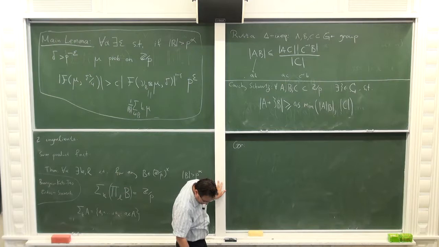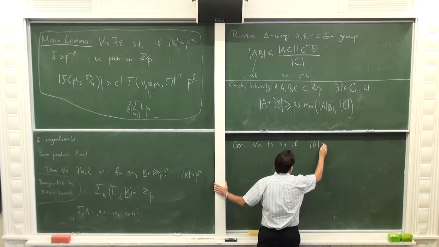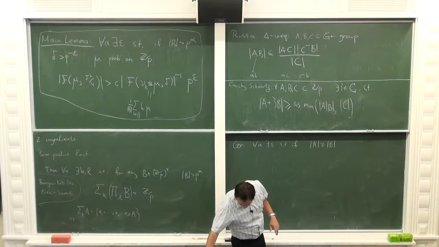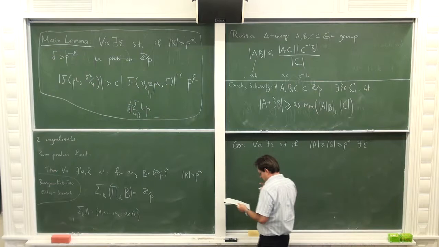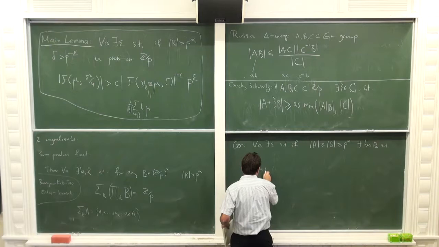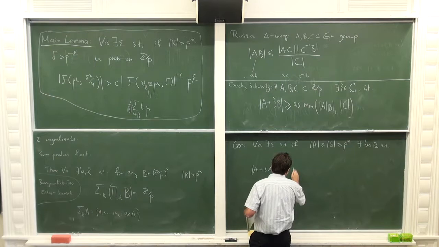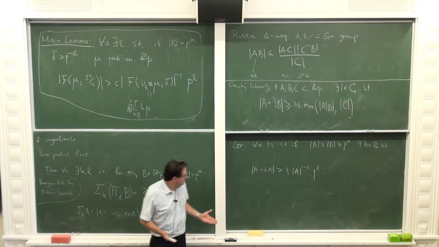For every alpha, there is an epsilon, such that if I have two sets, A, which is, let's say, bigger than B, which is at least P to the alpha, there is some epsilon, some B in B, such that the size of A plus BA is bigger than maybe half A to the 1 minus epsilon P to the epsilon. So, what's the point here? I guess the interesting case is when A is larger than B.